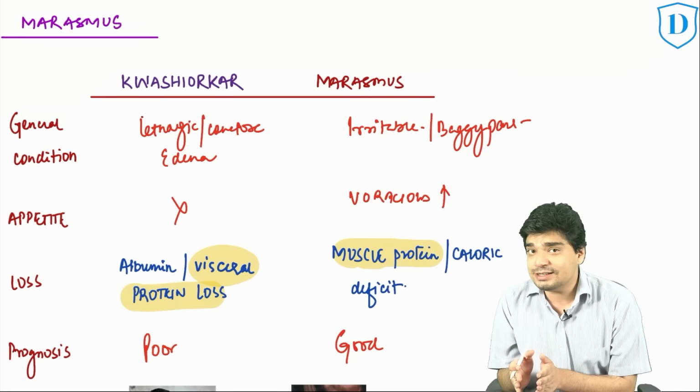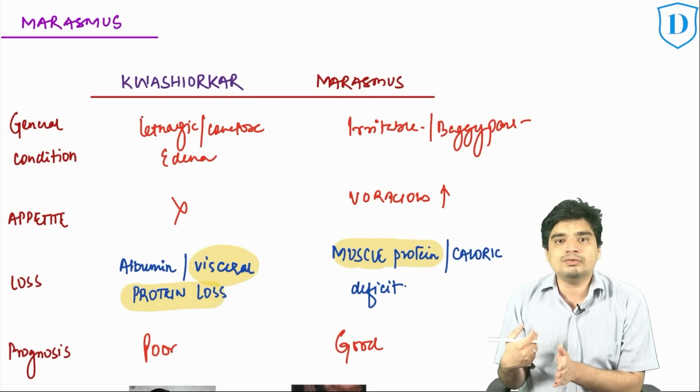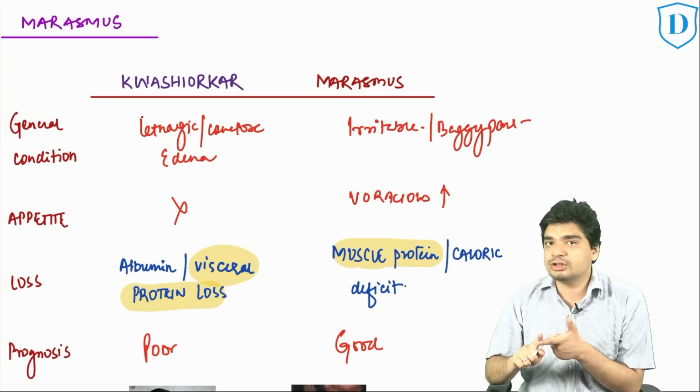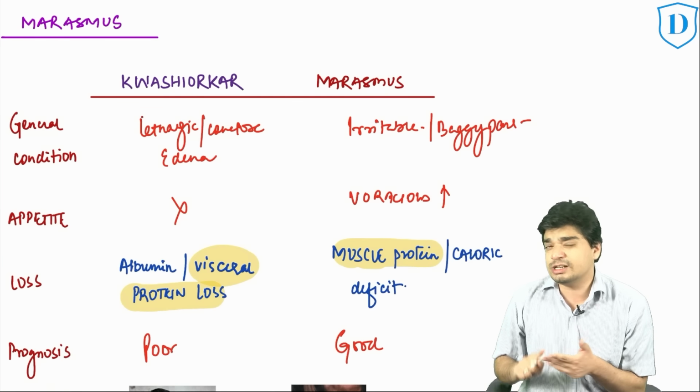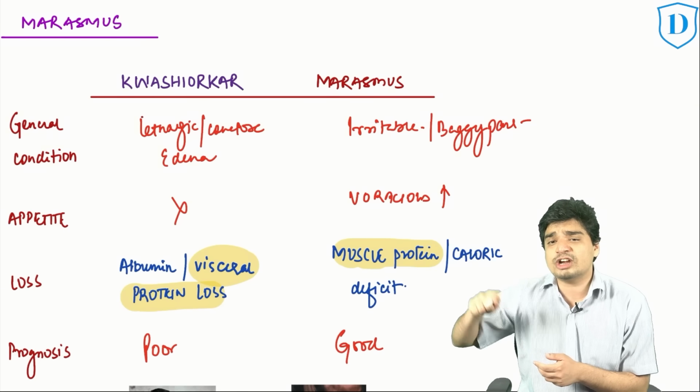This is a very simple concept. Marasmus is a better disease. Why? Because they have better appetite. They can take food. And they are irritable. Marasmus is a child who's crying, a child who's irritable. He's taking food, he wants more food. The only thing worse than a crying child is a child who's not crying.